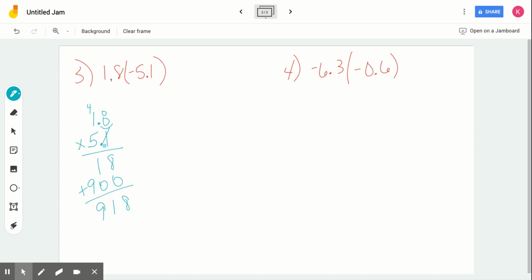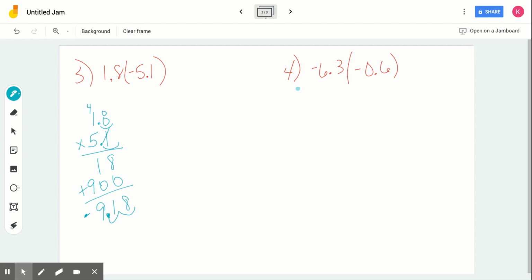Count the number of times the decimal place has to move out and the number of times it moves back in. Now, a positive times a negative is a negative. Now, we have -9.18. We want to think about, is this a reasonable answer? We know that 1.8 is close to 2 and 5.1 is close to 5. 2 times 5 is 10, so 9.18 is likely a reasonable answer.